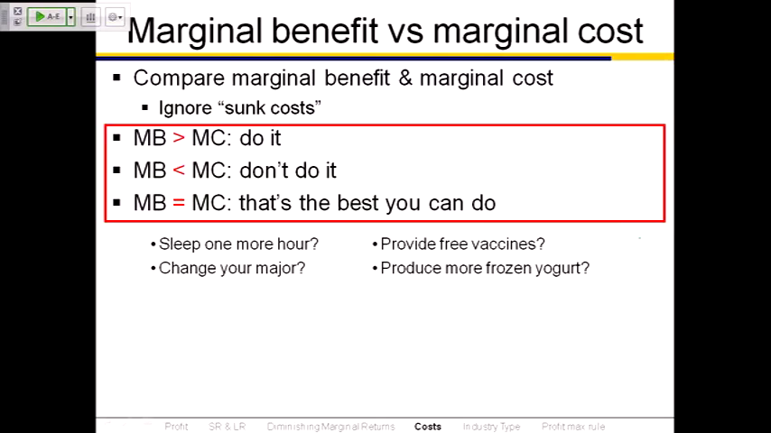Should we change our major? It doesn't matter how many courses you've already taken. Look at what's going forward. Those are sunk costs, what you've already taken. Is the marginal benefit of taking 1 more course in your major greater than the marginal cost? If you're at the point where you hate your major, think about the marginal benefit and the marginal cost. Marginal benefit greater than marginal cost, do it. Marginal benefit less than marginal cost, don't.